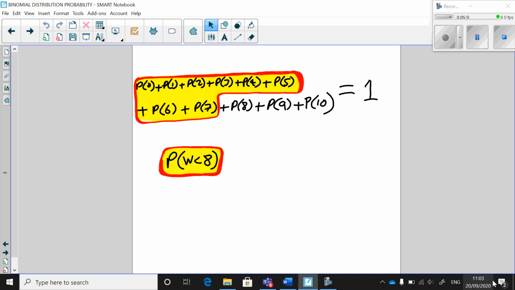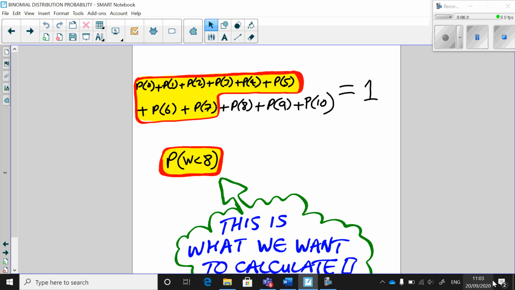So I'm replacing the highlighted part on the top, the probability going from 0 up to and including 7. So I am just renaming them as probability of winning less than 8. Same thing. We've encapsulated them there. It's like putting things into a suitcase, and once you've closed it, it's just the one suitcase. We don't care. So that line is now, like I say, what we want to calculate.